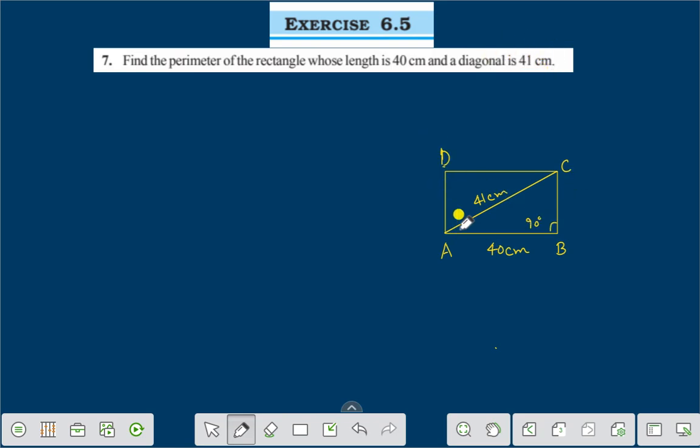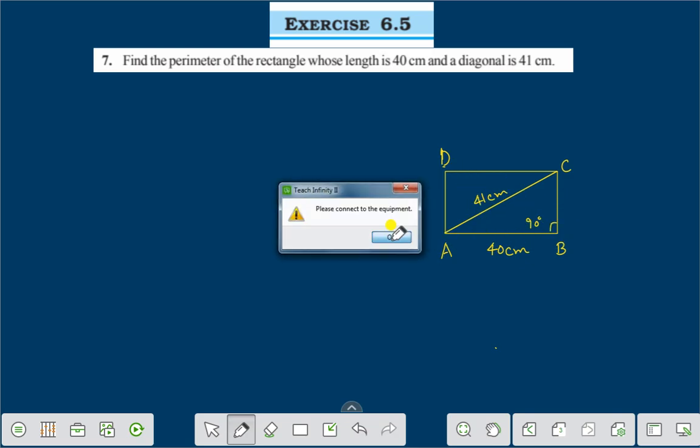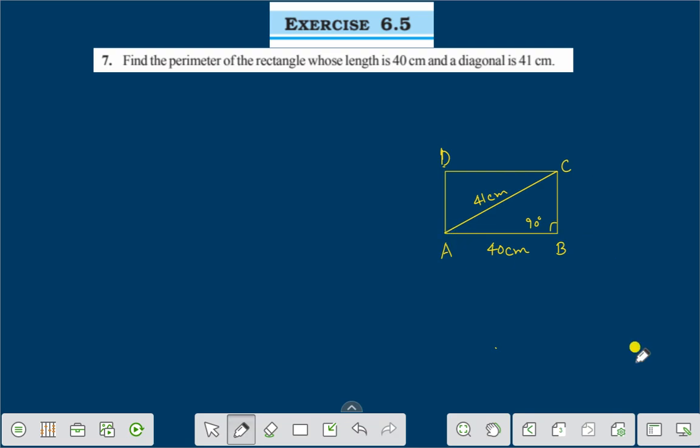Here you see this is a rectangle ABCD. Here the length of the rectangle is 40 cm and the diagonal is 41 cm. Since this is a rectangle, we know that angle A, angle B, angle C and angle D are 90 degrees, right? Therefore, we can see this triangle, that is triangle ABC.